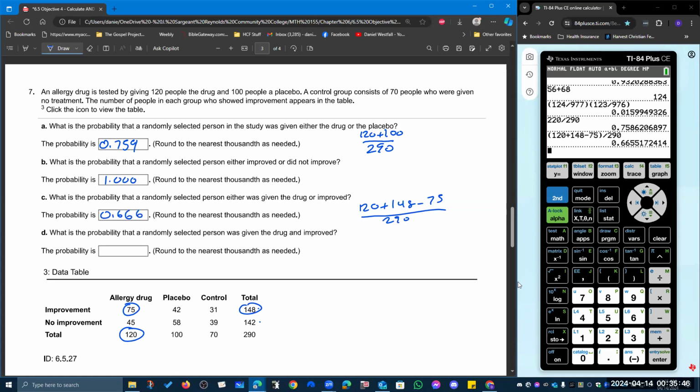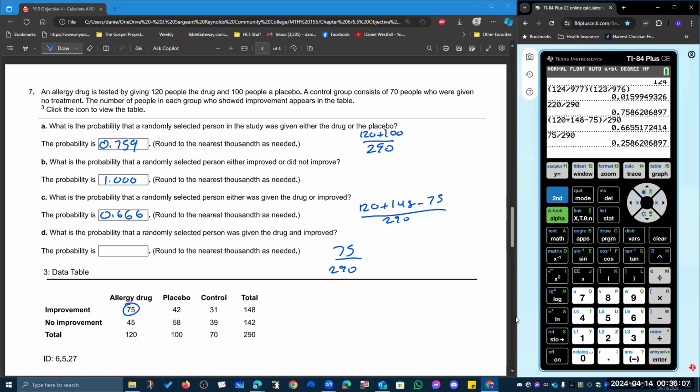Then what is the probability that a randomly selected person was given the drug and improved? So that's improvement and given the drug, 75 out of 290, is 0.259.